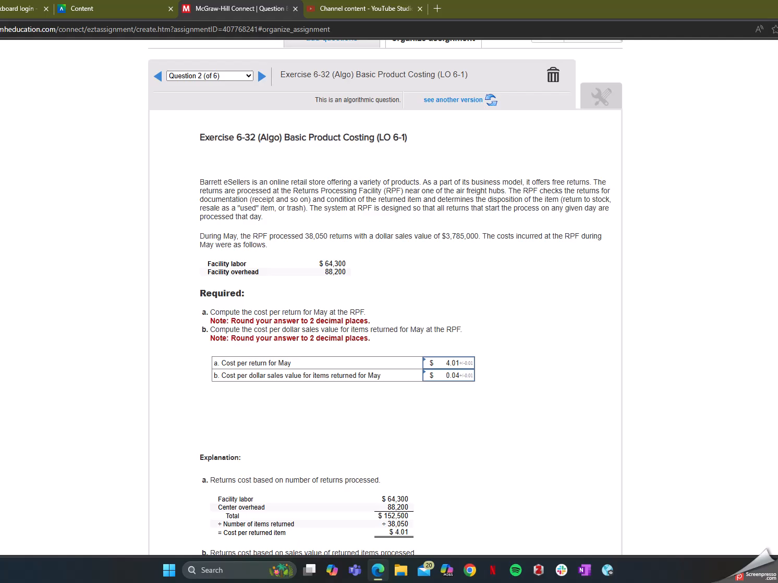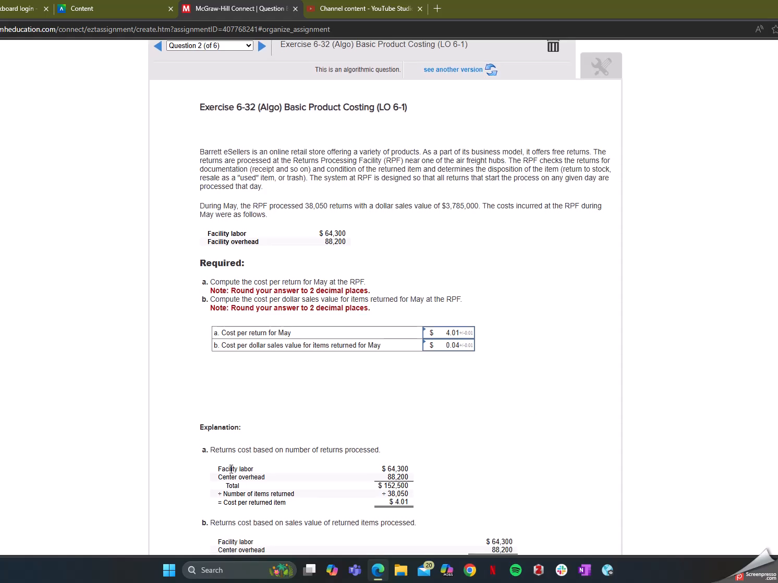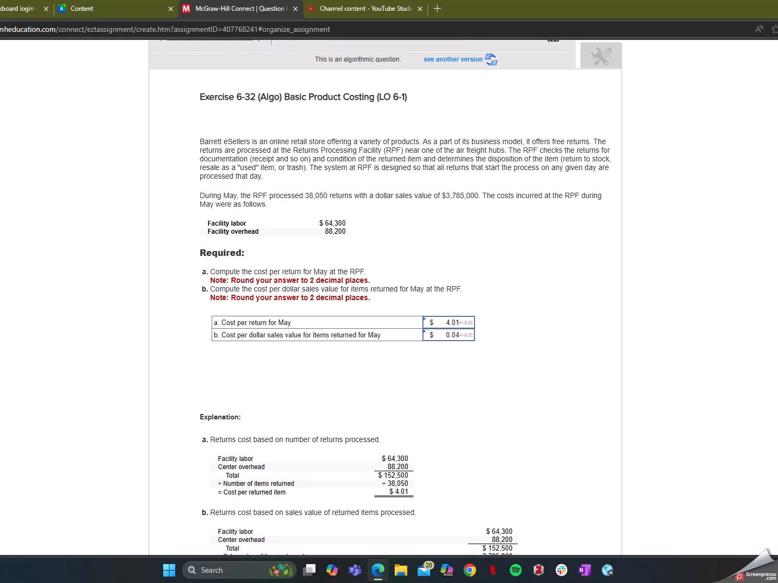So again, we're going to look down here below. We're going to add the facility labor and the facility overhead, and then just divide it by the number of returns that were processed. So the cost per return is going to be $4.01.